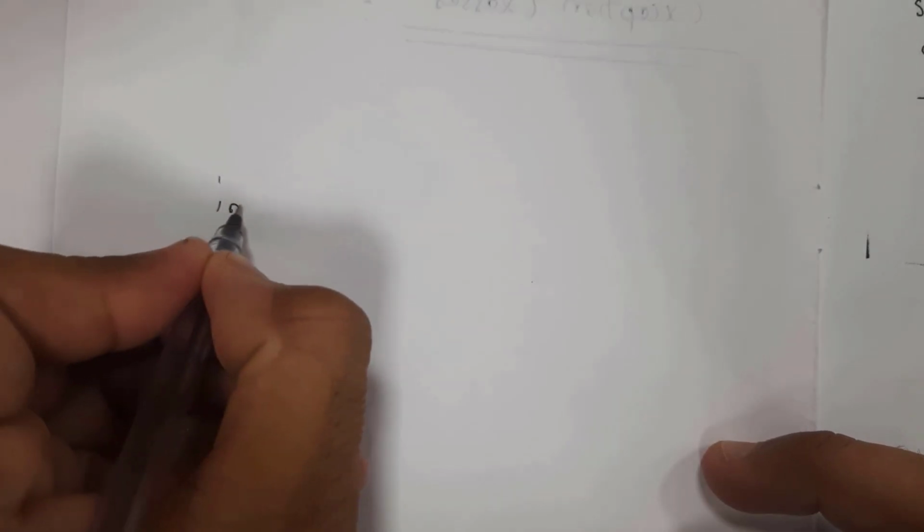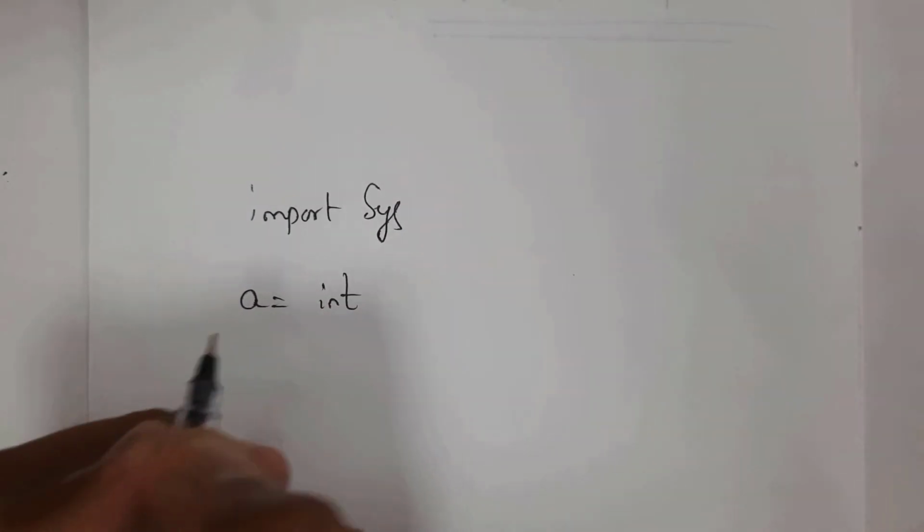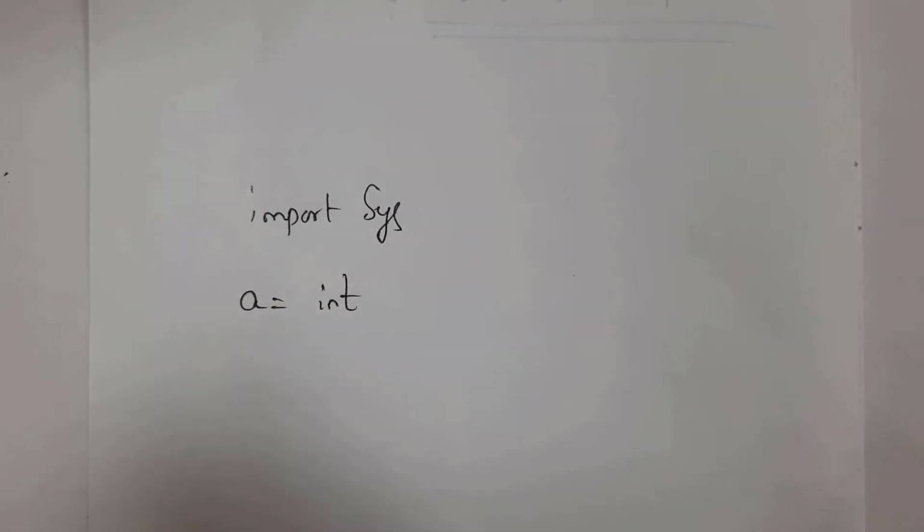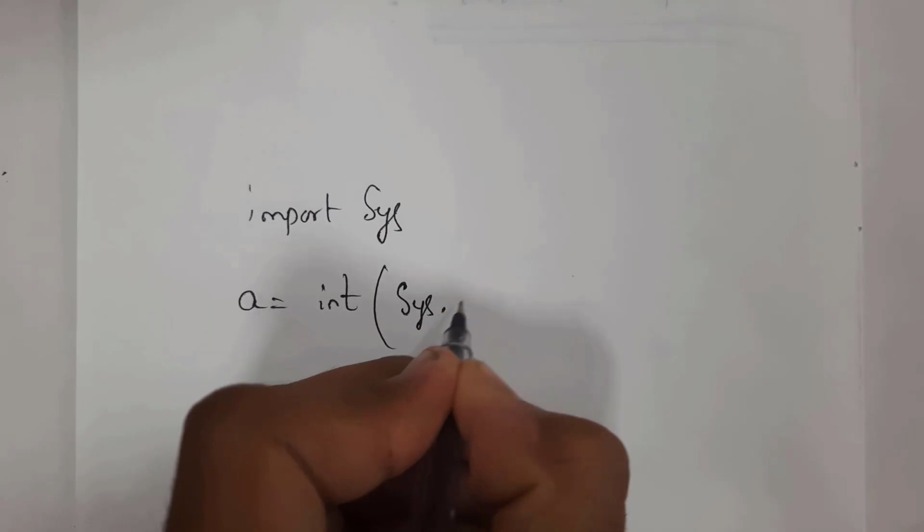So first write here import sys. I already said before, stdin is the same as the input function. In order to give input, we use stdin. Normally we will give input like a equal to int of input of enter number. So just like that, write here a equal to int, which means I want to enter only an integer value. So I took here int of sys.stdin.